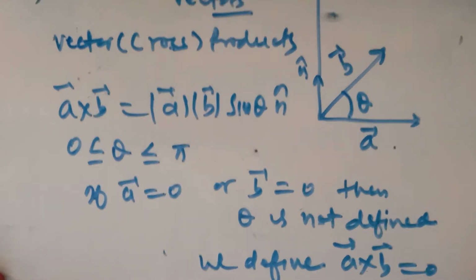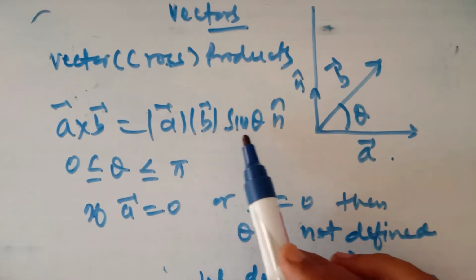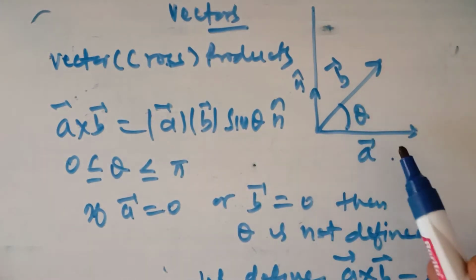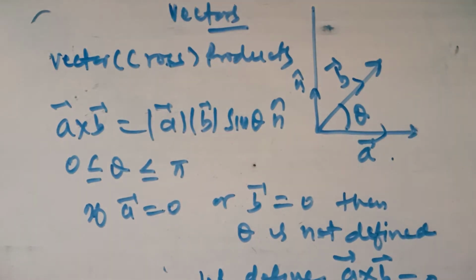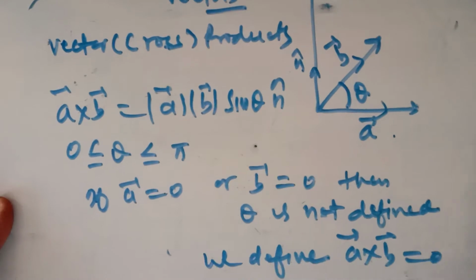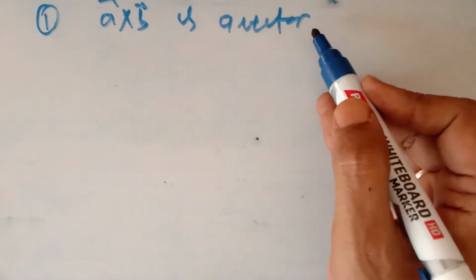0. So the vector product of the two vectors is defined as modulus of A modulus of B sine theta n cap, where theta is the angle between these two co-initial vectors A and B, and n cap is a unit vector perpendicular to each of the vectors. Now because it is a vector product, A cross B is a vector. A cross B will be a vector, it will be a vector.